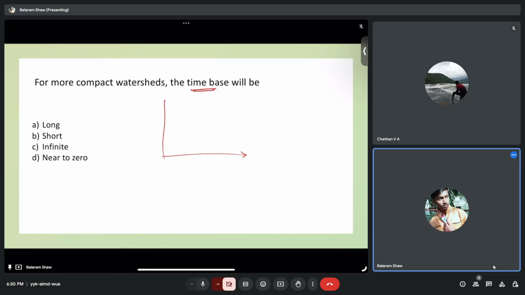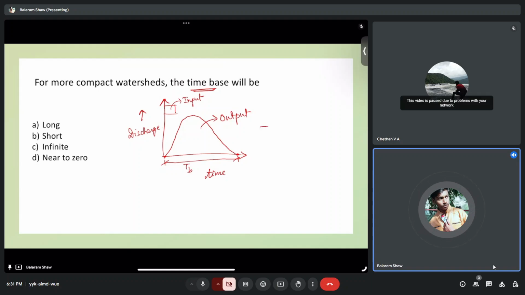So let's say this is the input, an effective rainfall, or excess rainfall. And this is the output, right? This is the time, and this is the discharge. In the hydrograph, you remember the time at which this curve starts, from there to the end of the hydrograph, we call that the time base. It is TB, let's say. So here TB is the time base. Correct?